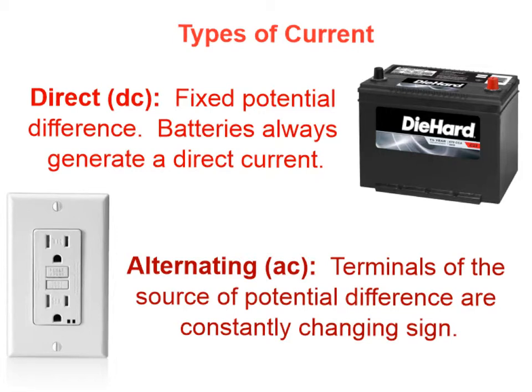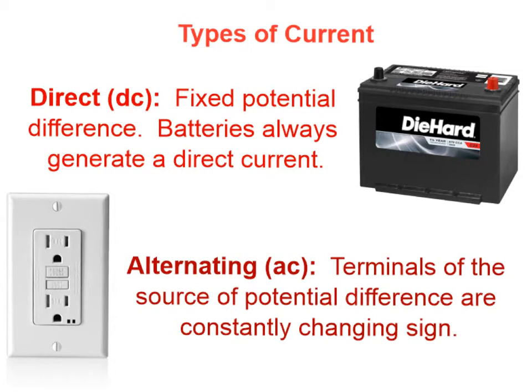And different types of current, you all know, are direct current or DC versus alternating current or AC. In a direct current, we have a fixed potential difference. Batteries always generate a direct current. It's just an example of a battery from your car. Alternating current, on the other hand, we see in our homes and in the outlets. The terminals of the source of the potential difference are constantly changing sign. Therefore, we call it alternating current.